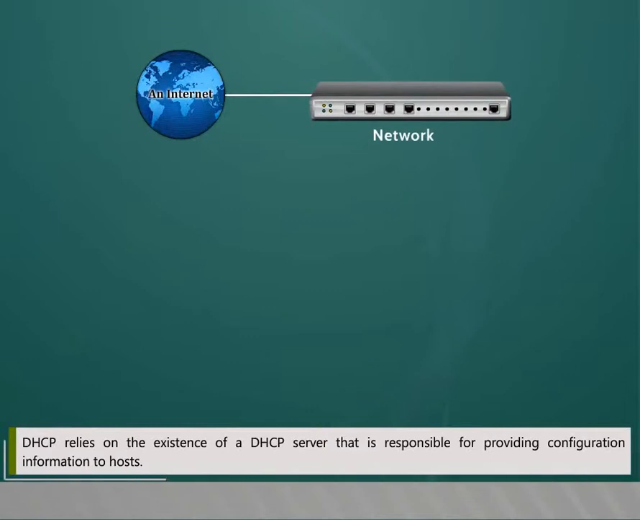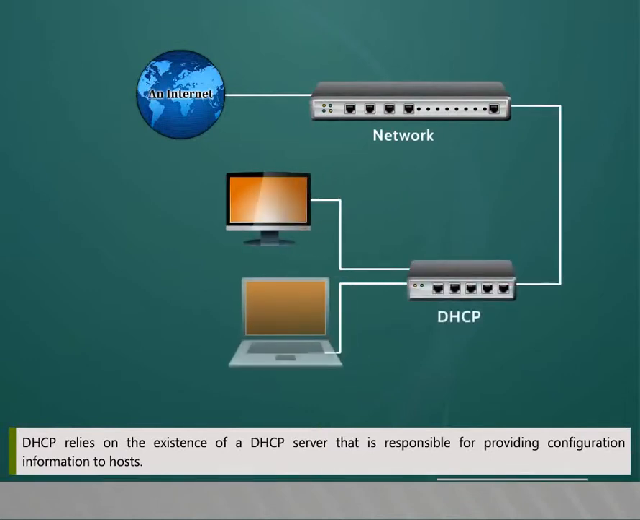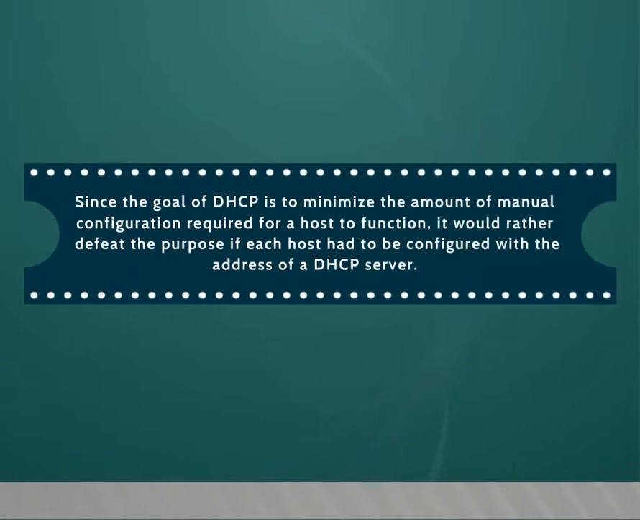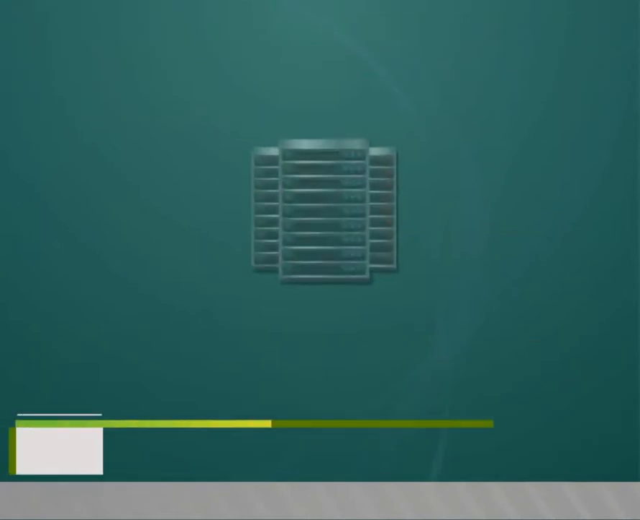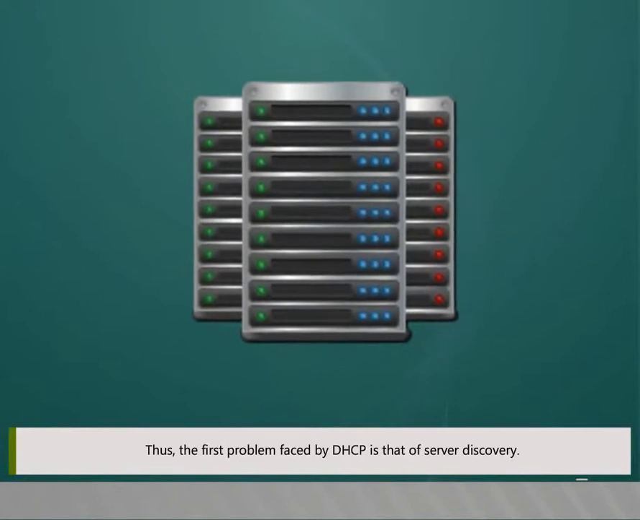DHCP relies on the existence of a DHCP server that is responsible for providing configuration information to hosts. Since the goal of DHCP is to minimize the amount of manual configuration required for a host to function, it would rather defeat the purpose if each host had to be configured with the address of a DHCP server. Thus, the first problem faced by DHCP is that of server discovery.